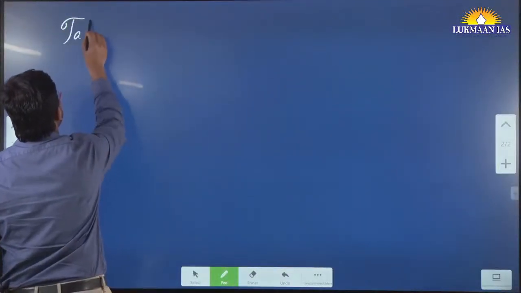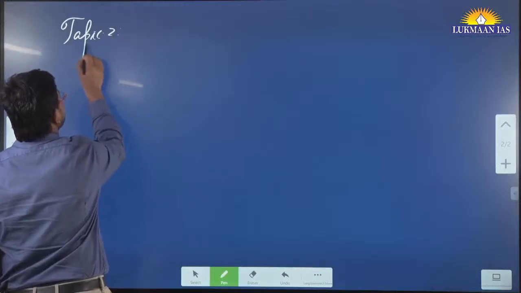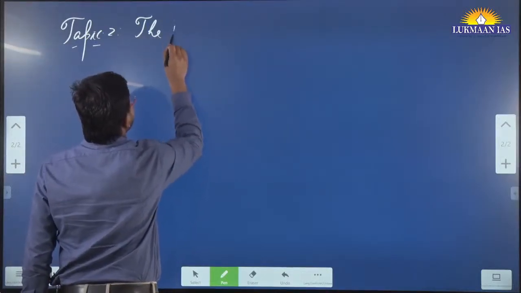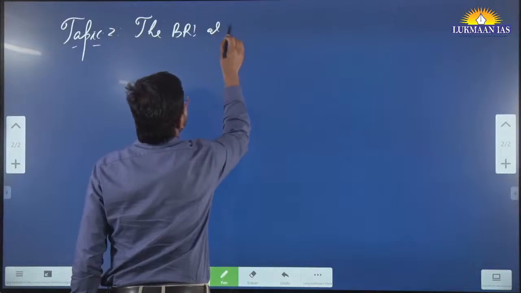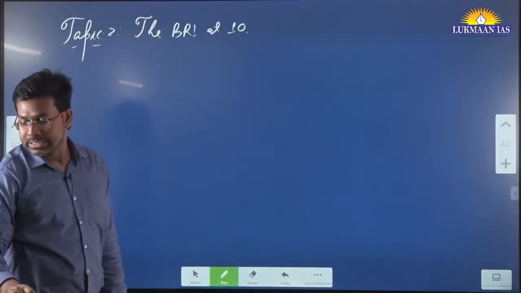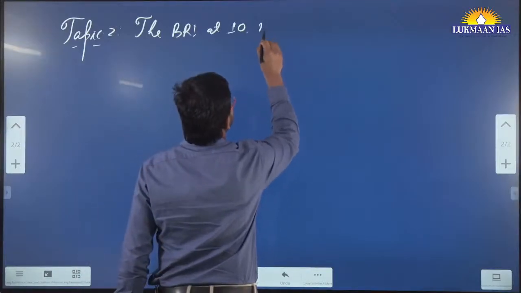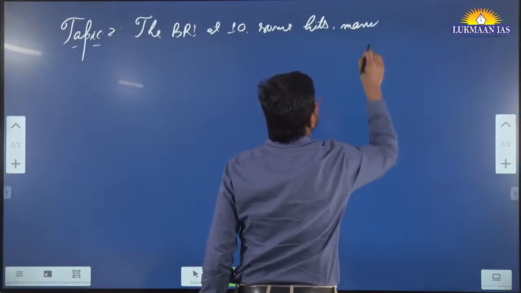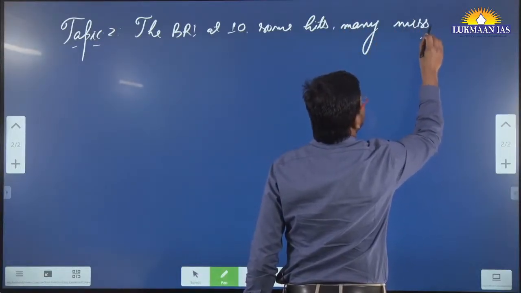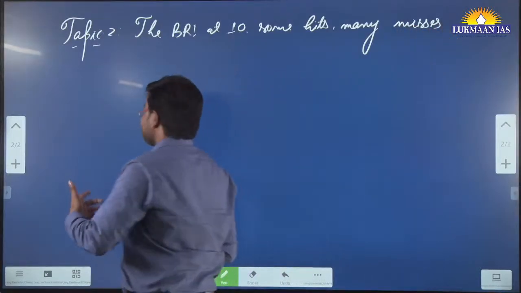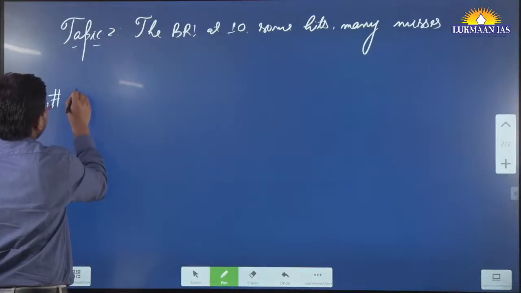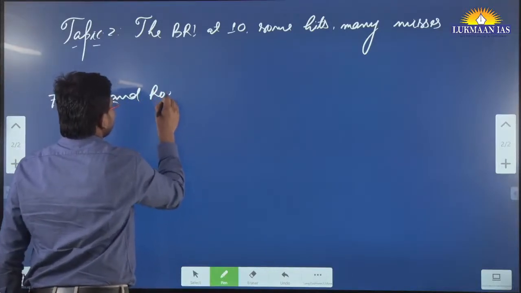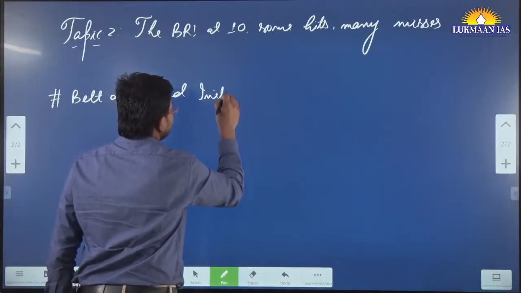Name of the topic, topic number 2: The BRI at 10. Some hits, many misses. Okay, so now let's understand about this. This topic is about the Belt and Road Initiative.